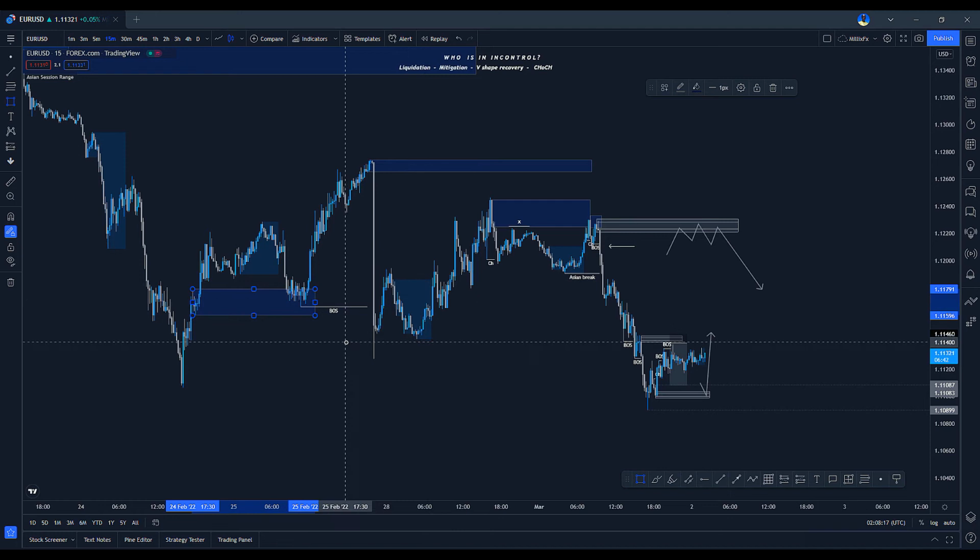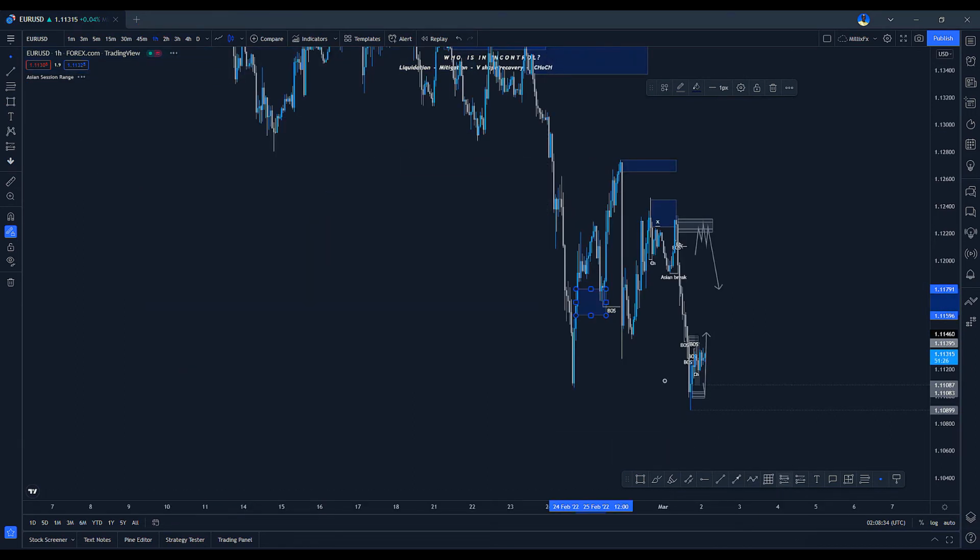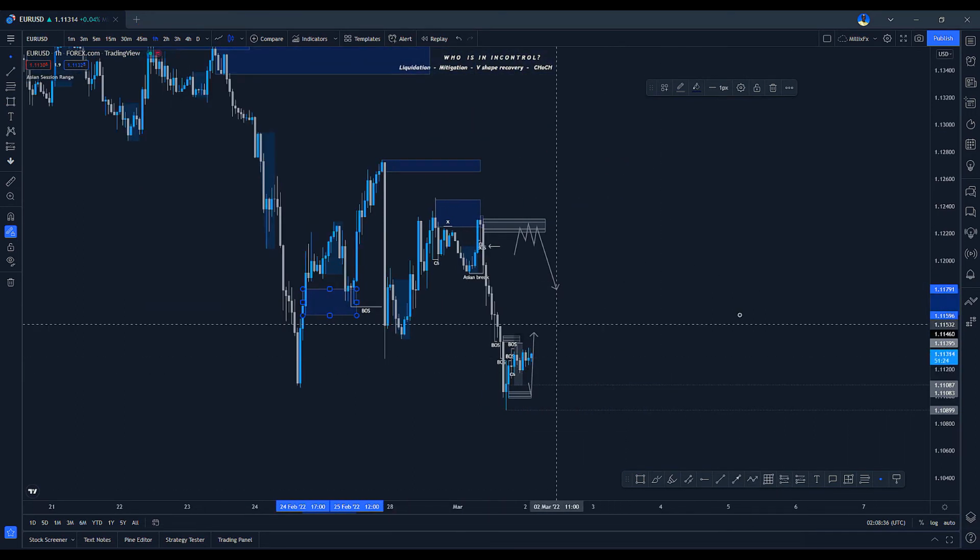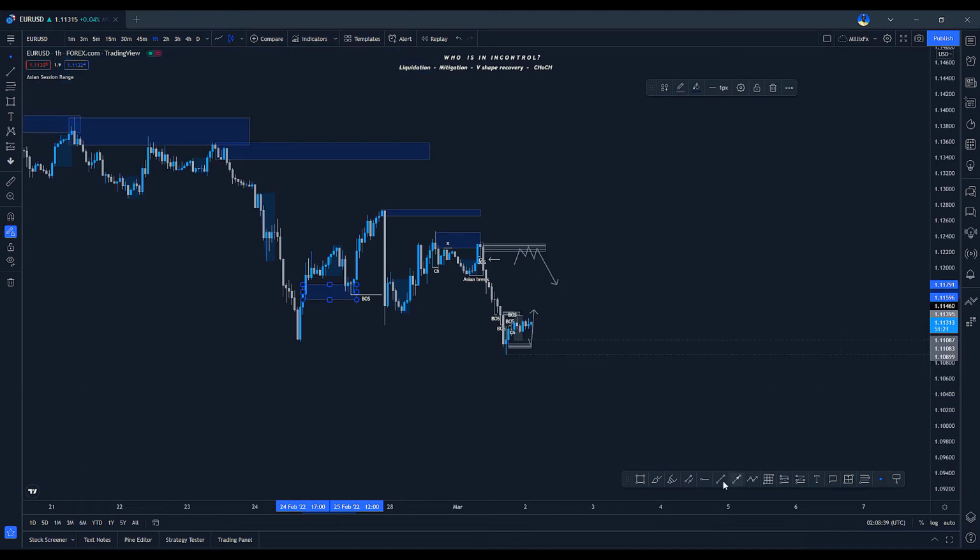Some people can say from demand to supply, but in this case I take it as a break of structure, and after that I was looking for price to go back here and tap into this. But as price was going back, it met a breaker block and couldn't proceed. So let's look at this breaker block. The breaker block that it met was pretty strong and did not allow it to go.